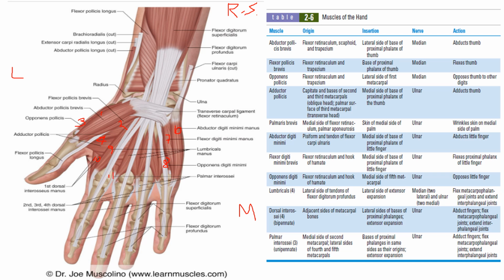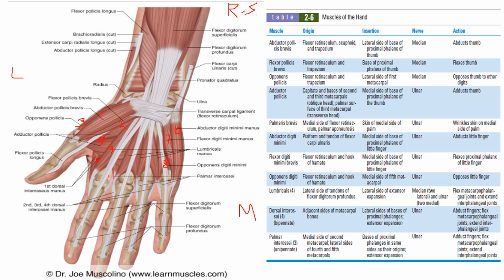Moving more medially again, we have the adductor pollicis. The adductor pollicis originates from the capitate and bases of the second and third metacarpals. And for the transverse head of the adductor pollicis, it originates from the palmar surface of the third metacarpal. The adductor pollicis inserts into the medial side of the base of the proximal phalanx of the thumb, and this time it is innervated by the ulnar nerve. As the term implies, the adductor pollicis adducts the thumb, that is, it brings the thumb closer to the hand.